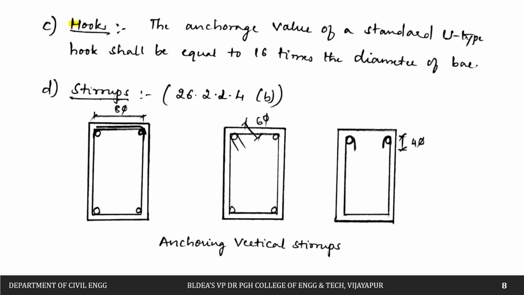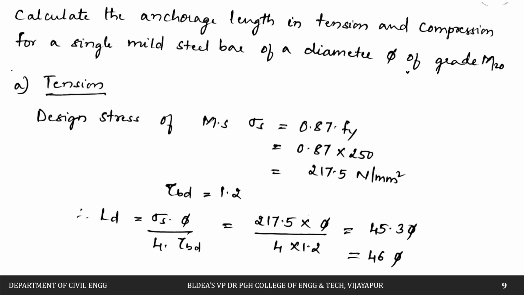Then next is the hook. If it is a 90-degree bend, you may have 8 times the diameter of the bar, and the anchorage value of a standard U-type hook shall be equal to 16 times the diameter of the bar. The next, regarding stirrups and so on, is given in clause 26.2.4.